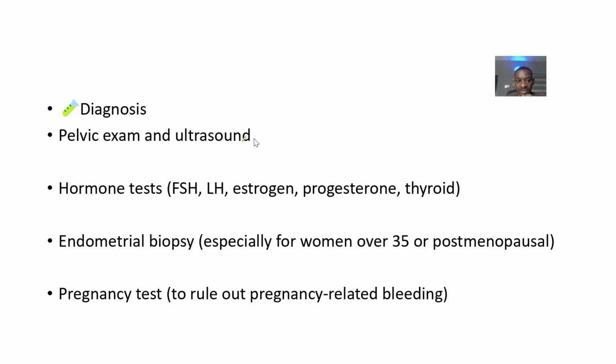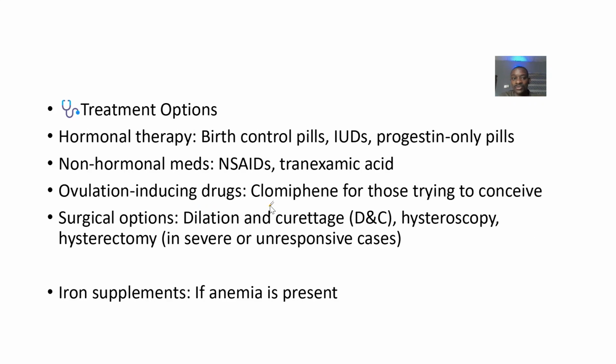So how about the diagnosis? You could actually want to do some 1 or 2 imagings like ultrasound in the pelvic, right? Hormone tests just to know the levels of some important hormones in the body: estrogen, follicle stimulating hormone, luteinizing hormone, thyroid hormone, right? So endometrial biopsy, this one you are doing it most of the times if the woman is above 35 or she has passed menopause. So you are doing it because you are so much suspecting that maybe it's a cancer, right? Then pregnancy test to rule out pregnancy.